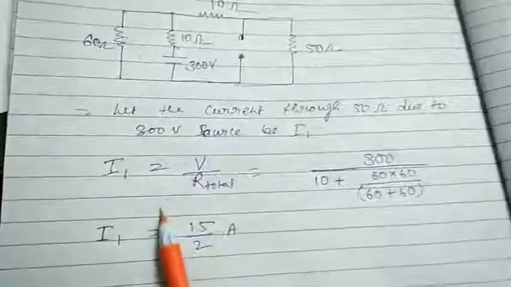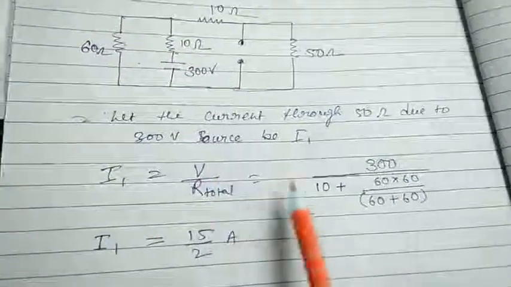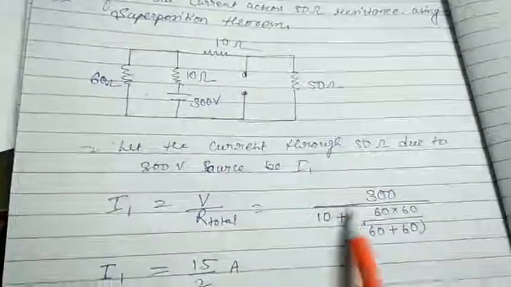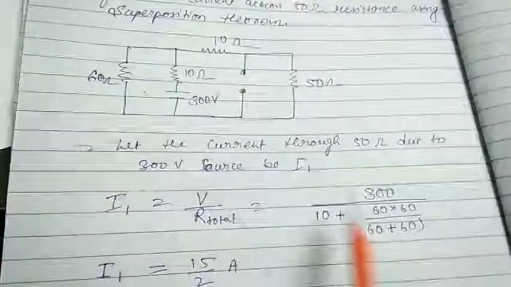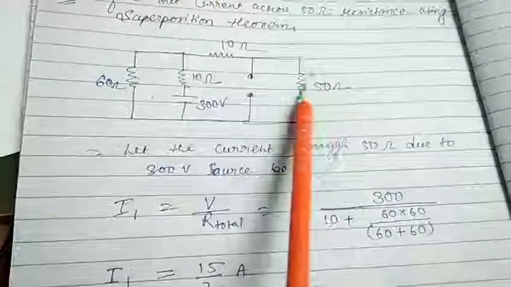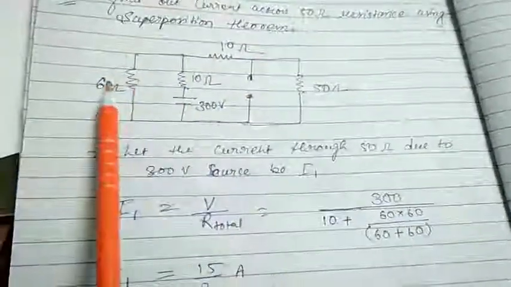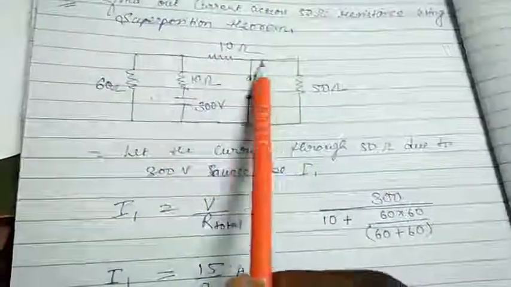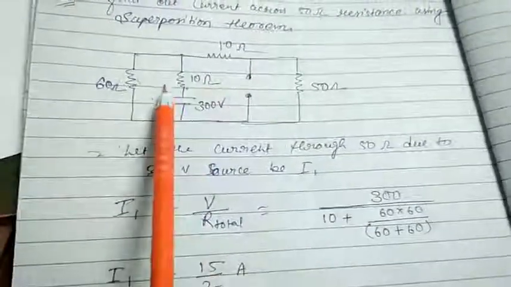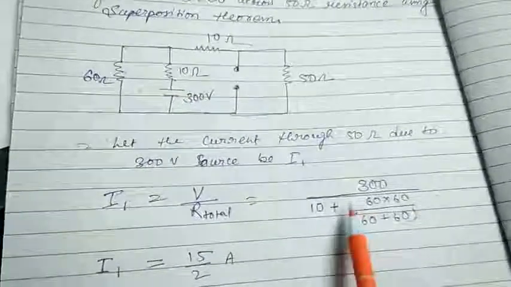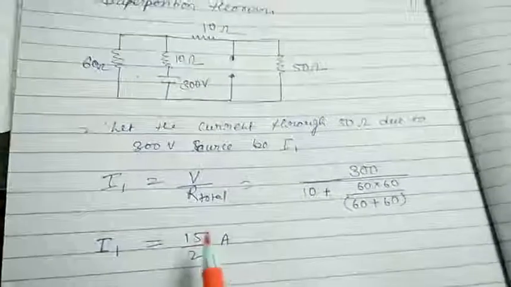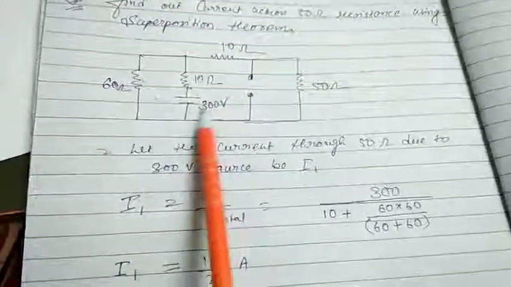So see here, I1 is equal to V upon R total. This is equal to 300 upon 10 plus this. We did this because this is 60 because of series, and this is 60 in parallel. So we get the resultant, and it comes in series with this 10. On solving this, we get the value of I1 as 15 upon 2 ampere. This is just because of this voltage source.